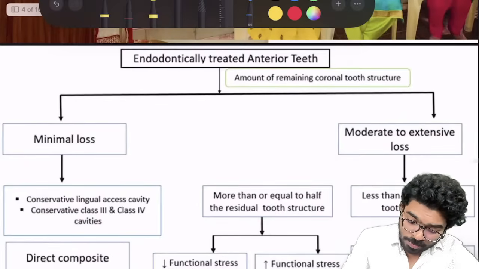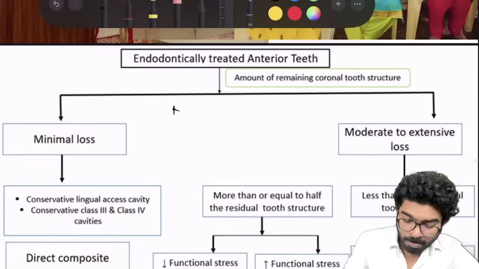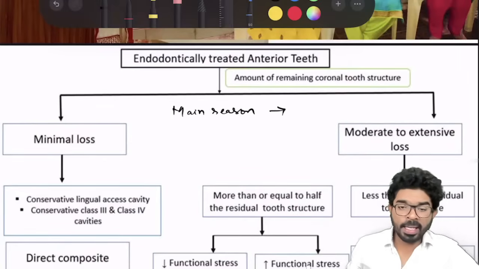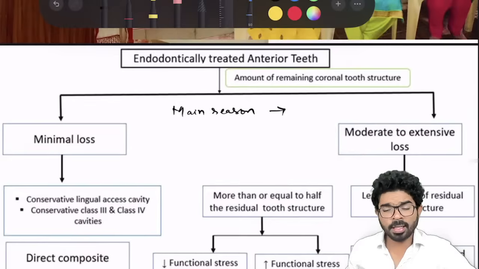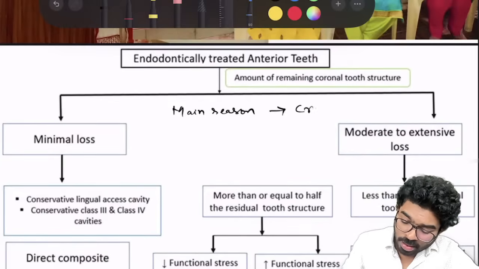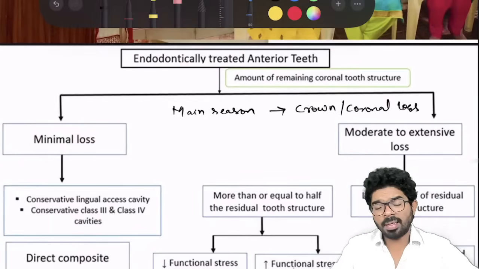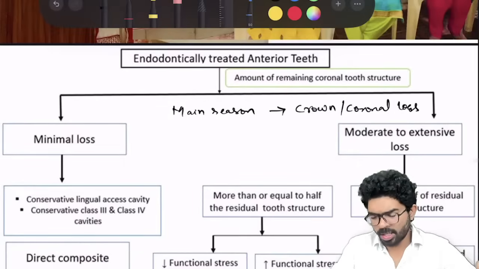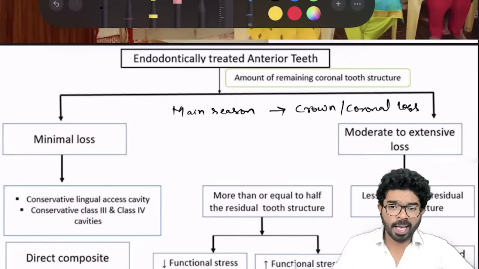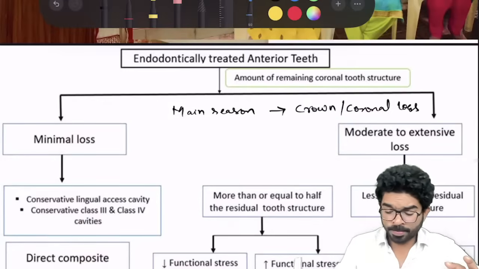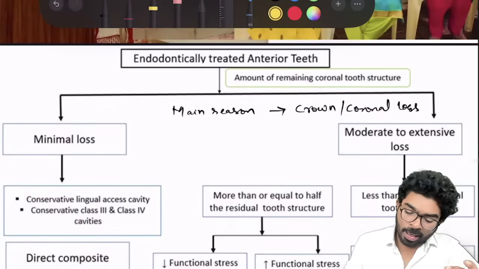The main or primary reason for the loss of tooth structure during root canal therapy is coronal loss. This coronal loss can be due to caries by Streptococcus mutans or can be due to access opening. Even I prepare an access opening. So that is a major loss, the primary loss of the tooth structure.